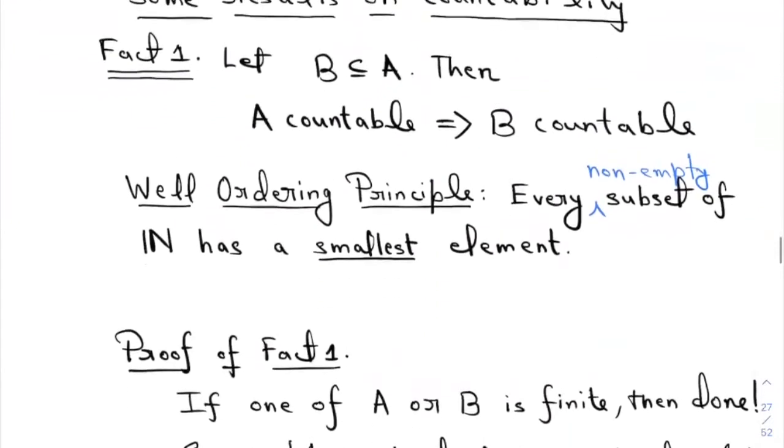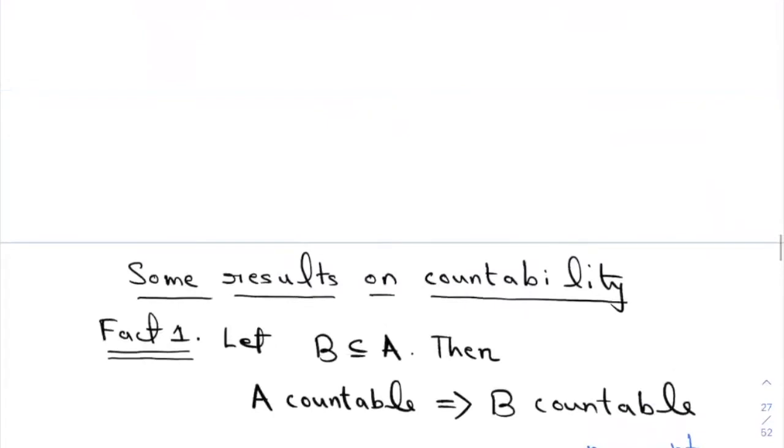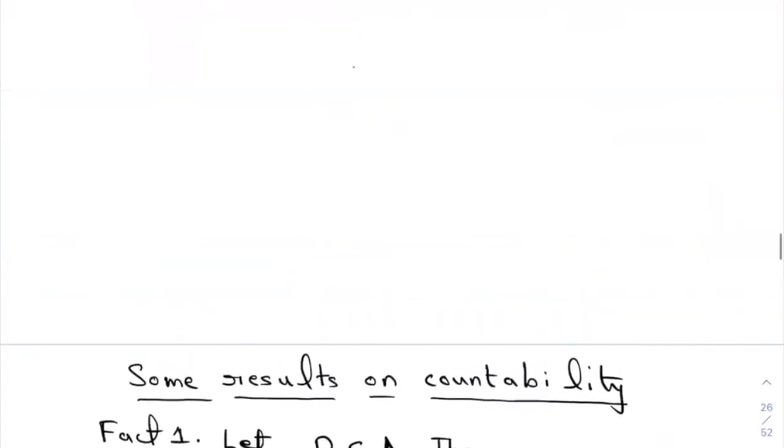Now, important results in countability. The first result is that a subset of a countable set is countable. To prove this, the idea is really simple, so let me just quickly go through it. A is countable, which means that I've already listed down the elements A1, A2, and so on. They are all distinct.